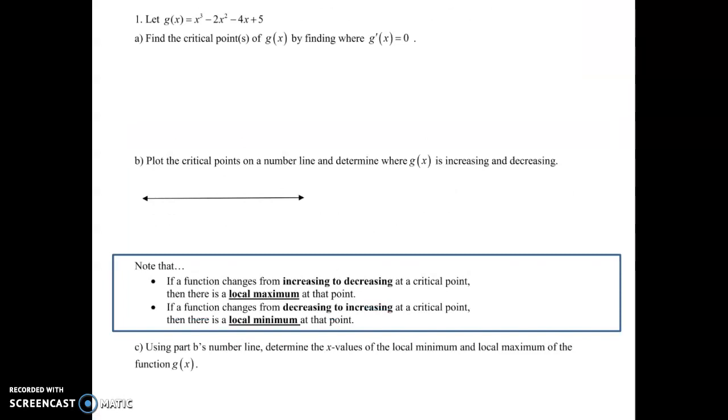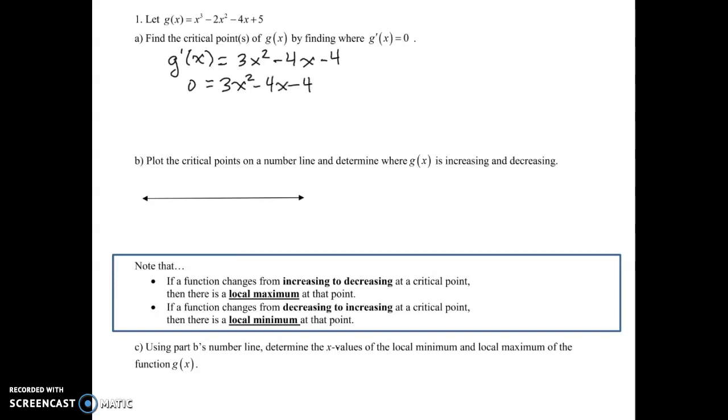Find the critical points of g of x by finding where g prime of x is equal to 0. The first thing we have to do is find g prime of x. We do that by using the power rule that we learned a couple classes ago. So this would be 3x squared, and 2 in front, so minus 4x, and then minus 4. Then we set that equal to 0. So 0 equals 3x squared minus 4x minus 4.